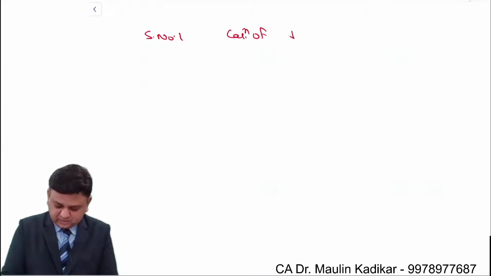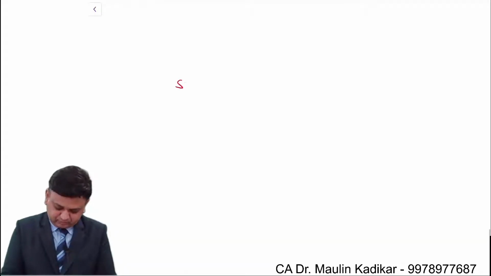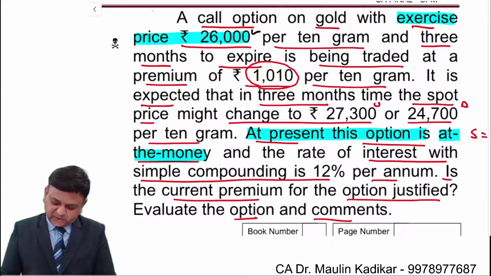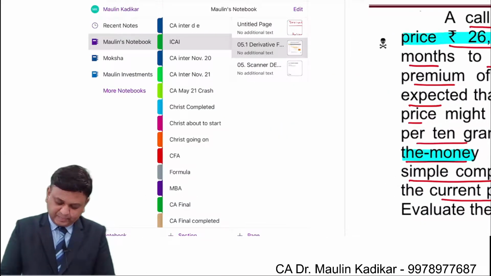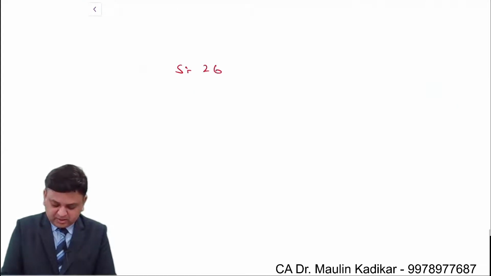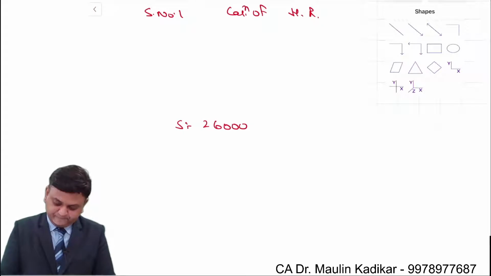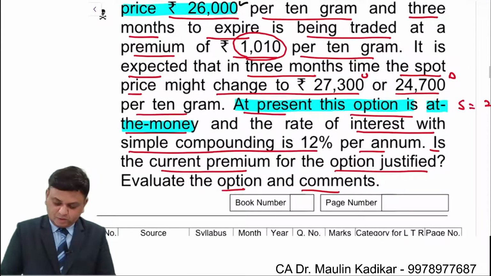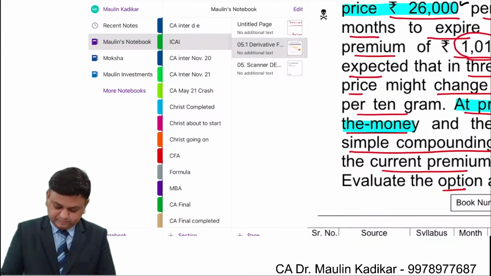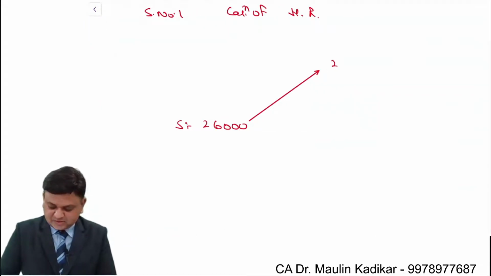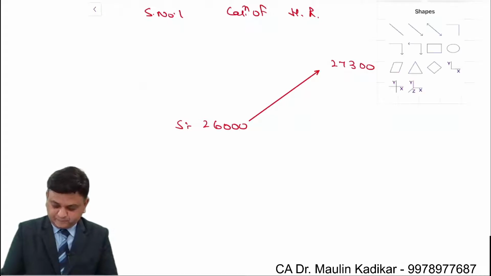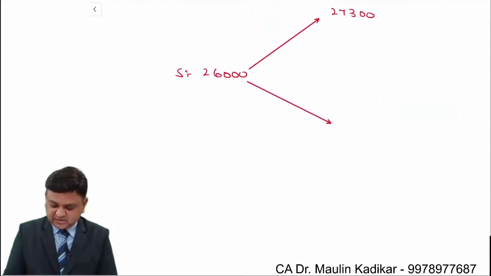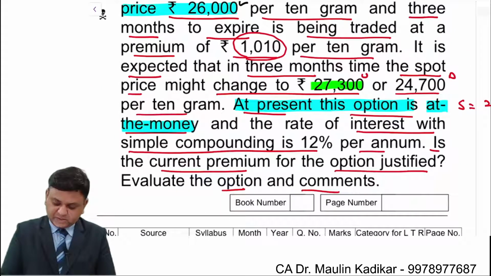Let us start step number 1. Calculation of hedge ratio. Spot price is provided to us as 26,000 because I told you that today spot and exercise are same. The price of the security may increase to 27,300. So here it increases to 27,300. Price of the security may decrease to 24,700.